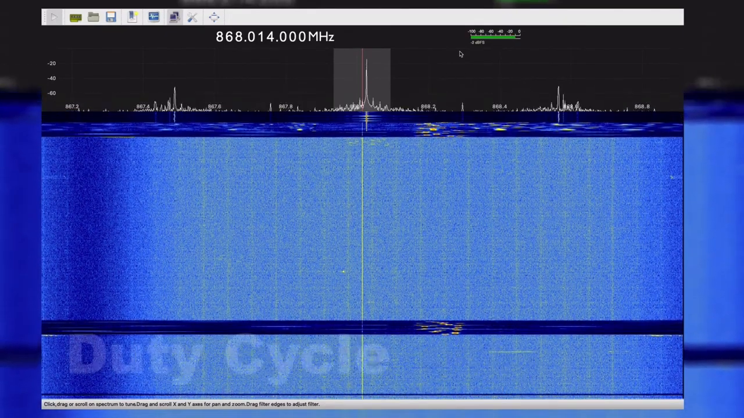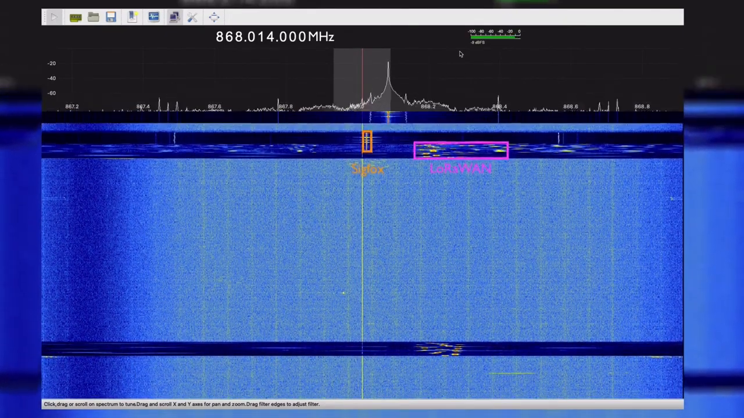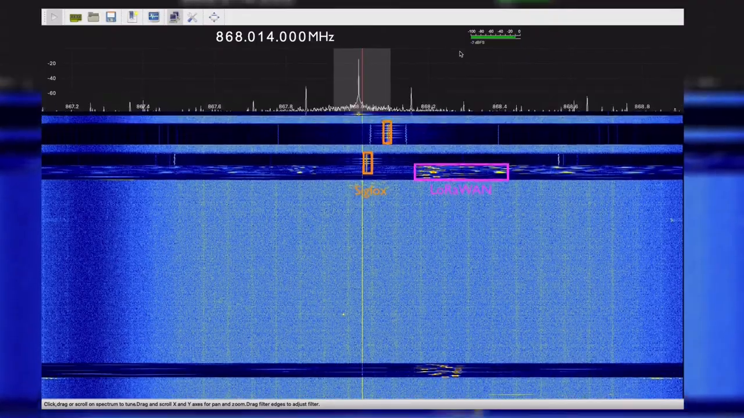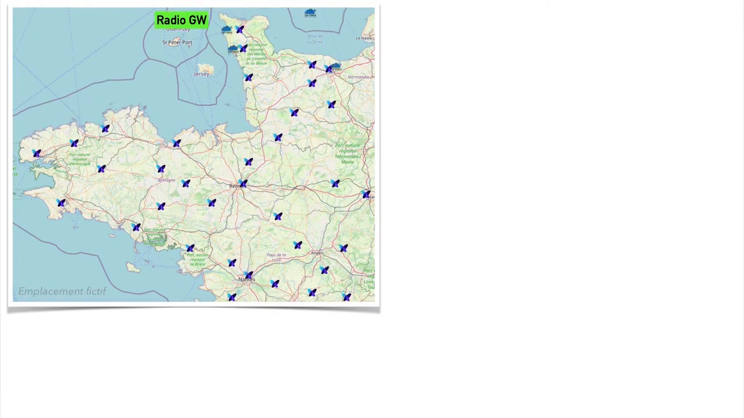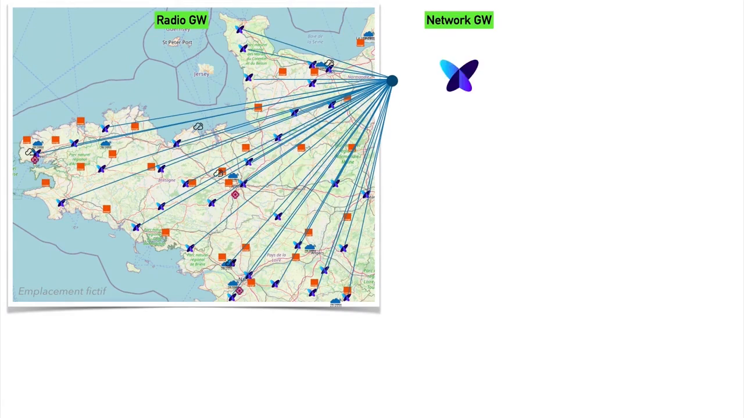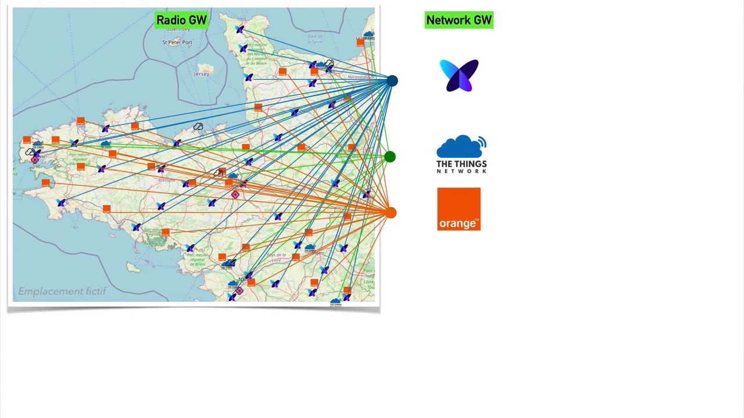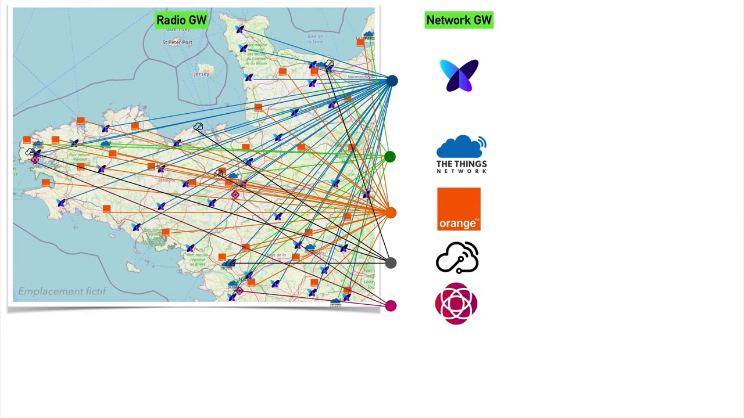Sigfox and LoRaWAN operate in the same frequency range and follow the same architecture. We will use the terminology from RFC 8376 to remain neutral. Network operators place radio gateways on the territory they want to cover. The radio gateways are connected to a central equipment, the network gateway, which will process messages received by the radio gateway. Each operator has its own infrastructure composed of radio gateways and network gateways.